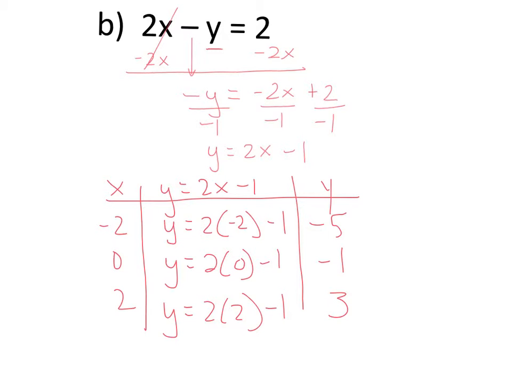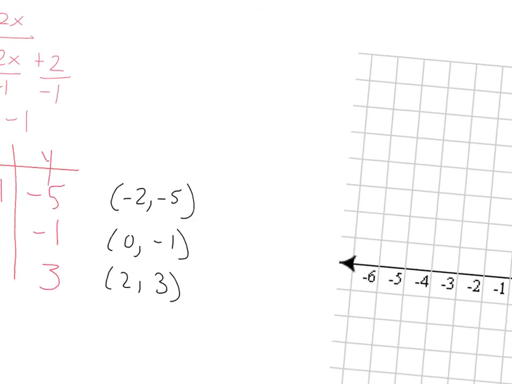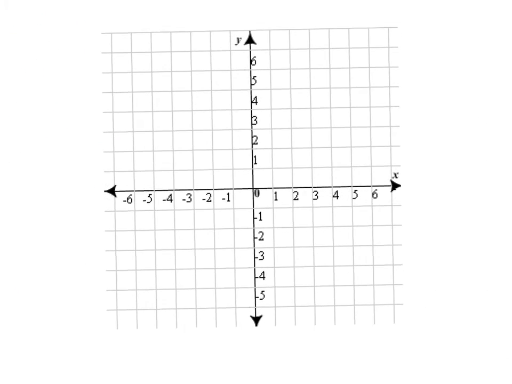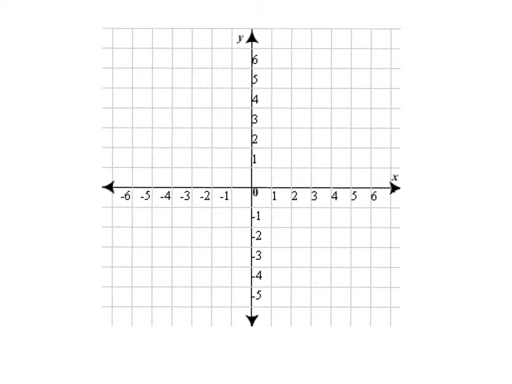Okay? Now, you don't have to write out the coordinate points off to the side, but please, again, understand that this is saying (-2, -5), (0, -1), and (2, 3). So that's what we're going to be graphing. So let's go over to our grid here. -2, -5. So -2, and then down 5. 1, 2, 3, 4. So right here.